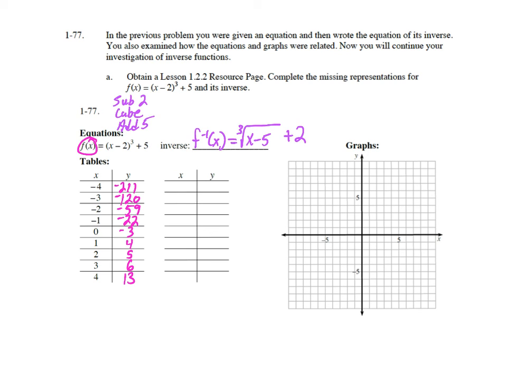So there's my equation. Now I'm going to take and build a, oh wait, I don't have to build a table, because what we have is just the swapping of x and y. Switch x and y, because in order to go from f of x to the inverse, we switch x and y. So negative 211, negative 120, negative 59, negative 22. Ooh, I want to use purple.